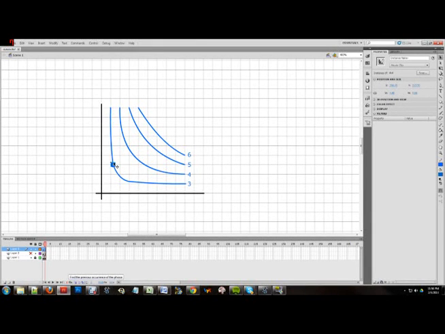Now, of course, that's what complementarity is. If I have more y, an additional unit of x increases my utility more. So I hope that answers your question.